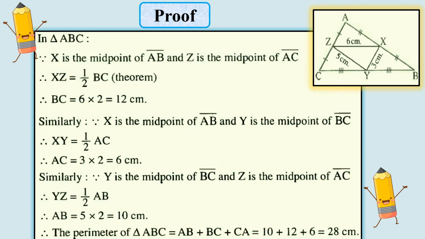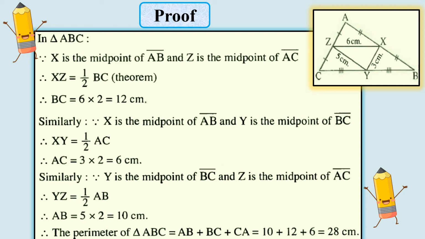Okay, I will prove now. In triangle ABC, since X is the midpoint of AB and Z is the midpoint of AC, then XZ equals half BC. This is the theorem. Then BC equals 6 times 2, which is 12 centimeters. Similarly, since X is the midpoint of AB and Y is the midpoint of BC, then XY equals half AC. Then AC equals 3 times 2, which is 6 centimeters. Similarly again, YZ equals half AB. Then AB equals 5 times 2, which is 10 centimeters.